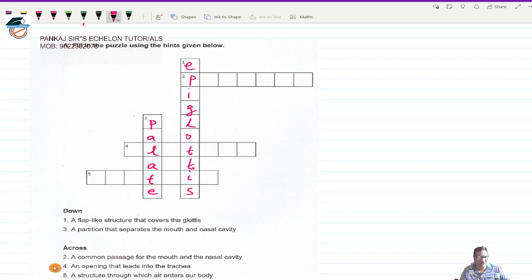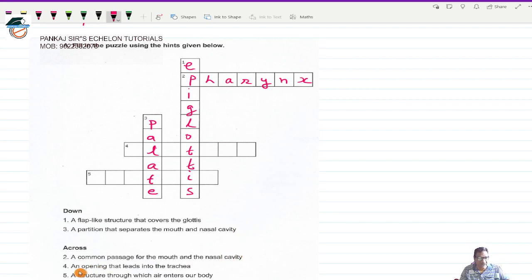Now coming to across, two across means you'll have to go here this way. What is the hint? A common passage for the mouth and the nasal cavity. Now the mouth and the nasal cavity both have a common opening in the form of something called pharynx. So the answer for two across has to be pharynx, and you have to be careful with the spelling. Pharynx. So pharynx is a common opening for the mouth and the nasal cavity.